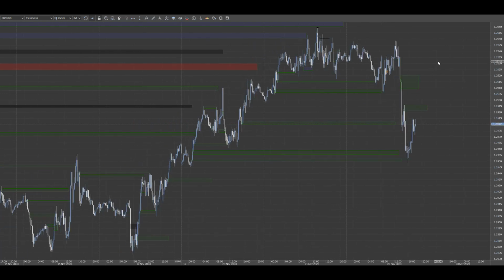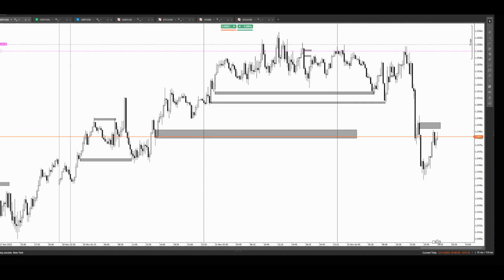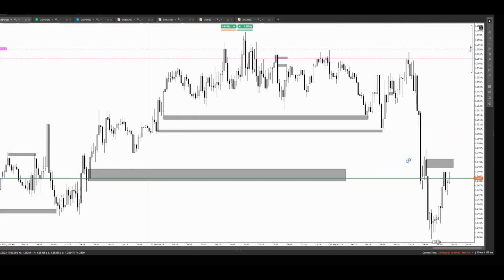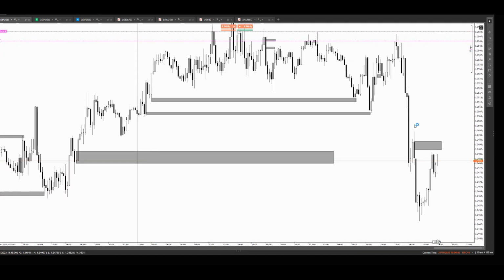Tomorrow is also Thanksgiving, so I don't think I'll be trading that much. Just holding onto the short right here, and see where it goes from here. So yeah, that's it.